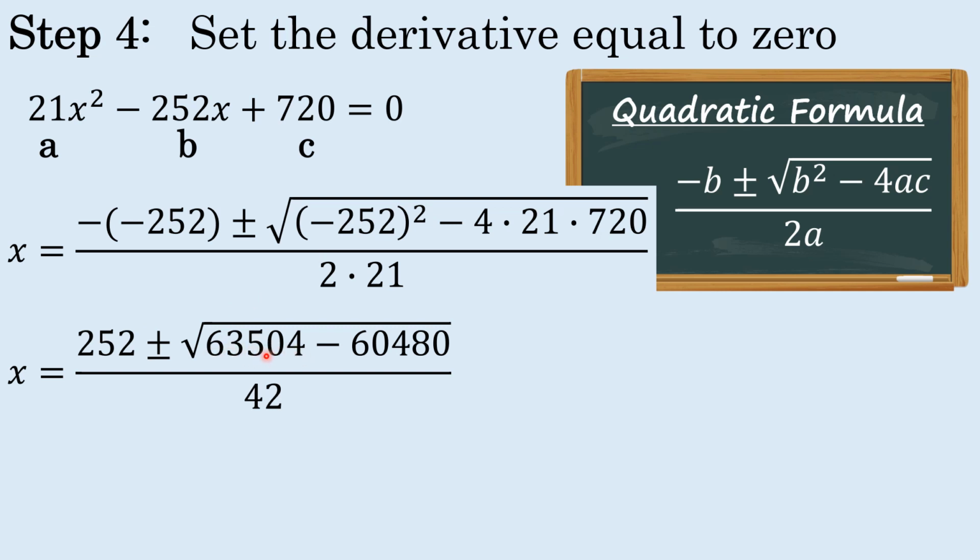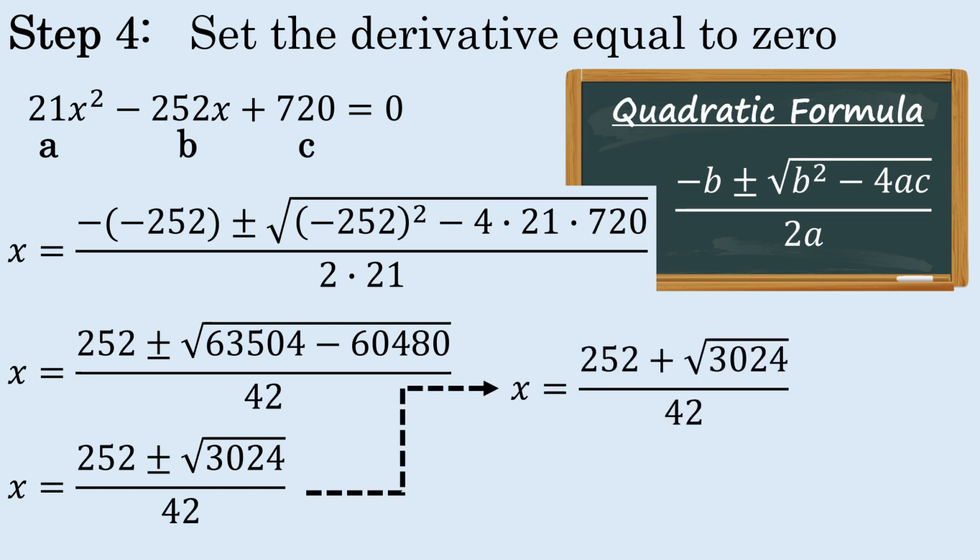Again, numbers in optimization problems often get large, even if they are not in the original problem, and the final answers are often not very large. While doing the work, you may run into some large values. And speaking of large values, the product of 4, 21, and 720 is 60,480. Under the radical sign, the subtraction results in 3,024. So we have 252 plus or minus the square root of 3,024 all over 42.